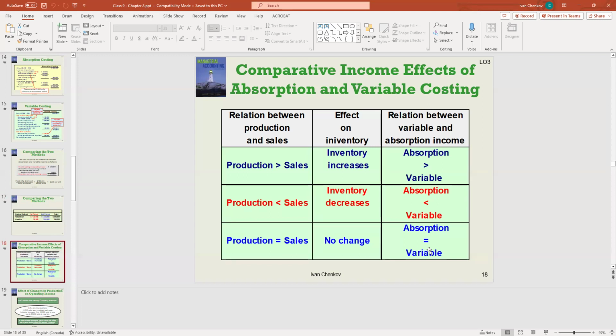The opposite: if you're selling more than producing, then you're decreasing the inventory. As long as you're decreasing the inventory, absorption is always going to be lower than the variable, or variable is going to produce higher income than absorption.